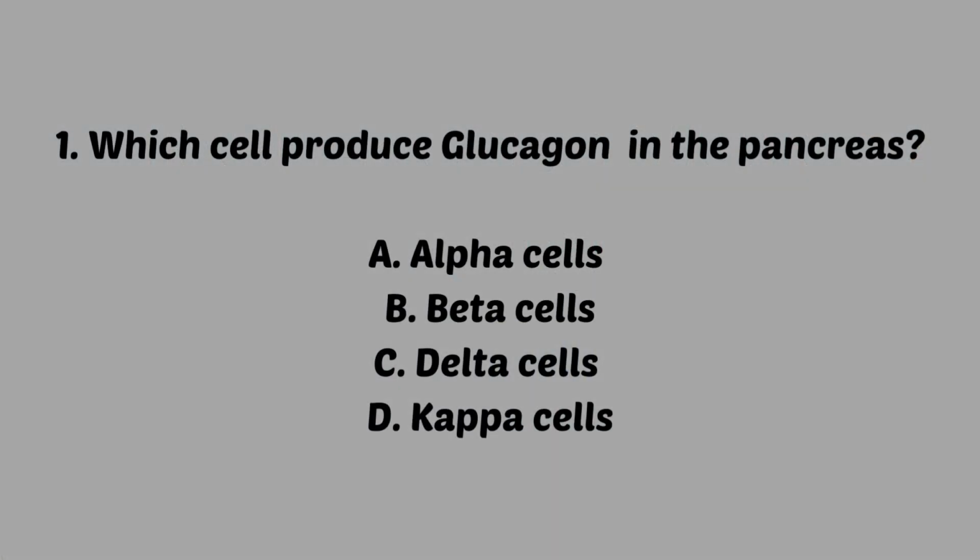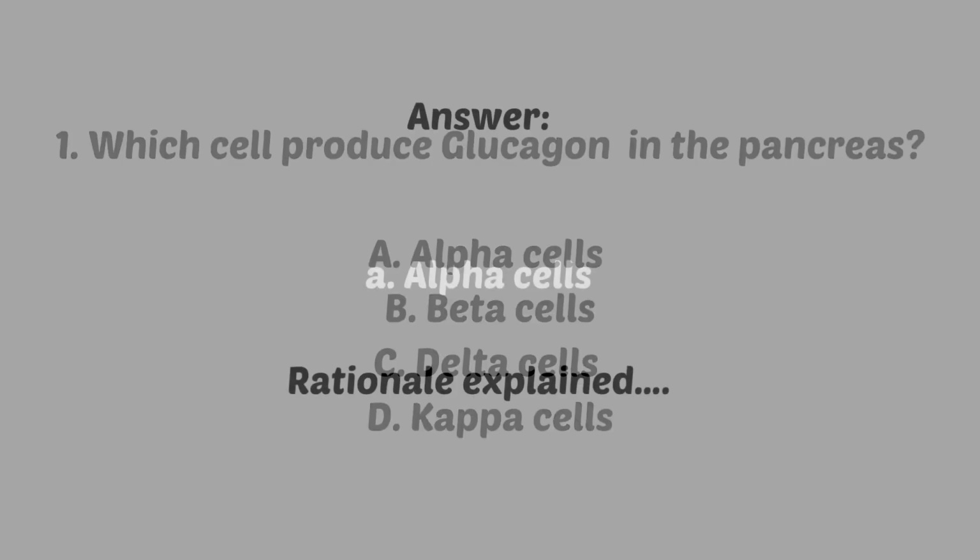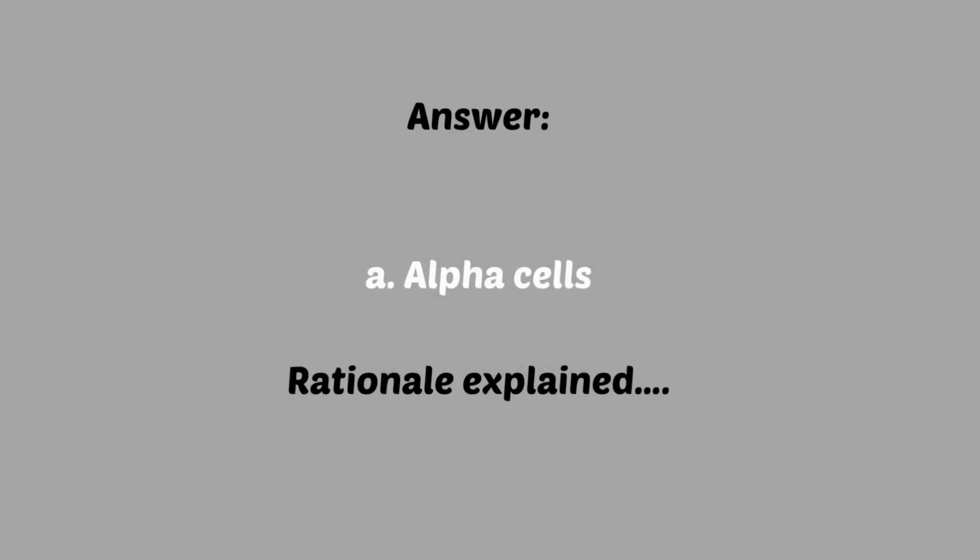Question 1. Which cells produce glucagon in the pancreas? Is it A, alpha cells, B, beta cells, C, delta cells, or D, kappa cells? If you chose A, alpha cells, you are correct. Now remember, beta cells produce insulin. Your delta cells produce somatostatin. Your kappa cells are not part of the anatomy of the pancreas.